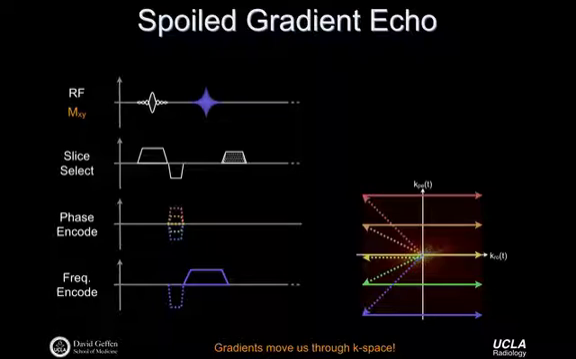So again, gradients move us through k-space. We have to define these gradient amplitudes and their timings pretty specifically so that we're moving through and collecting the points in k-space that would be useful for reconstructing an image. Now, it's not obvious what points in k-space we need yet, but we need a bunch of them, right? This would just be five echoes. You're not going to have a very good image. We need hundreds of echoes.